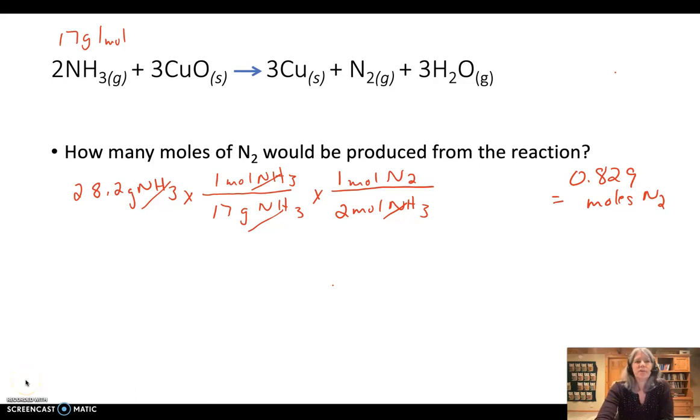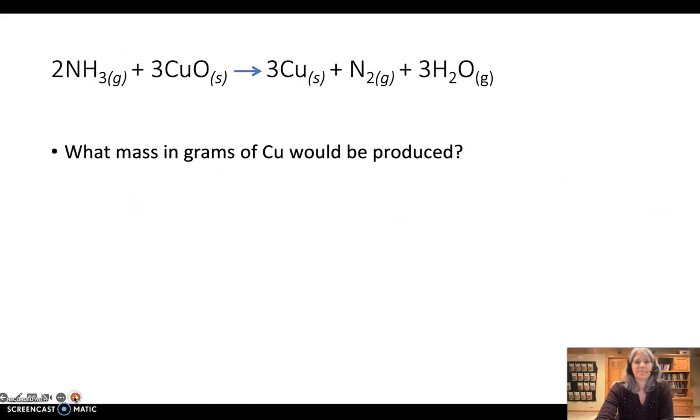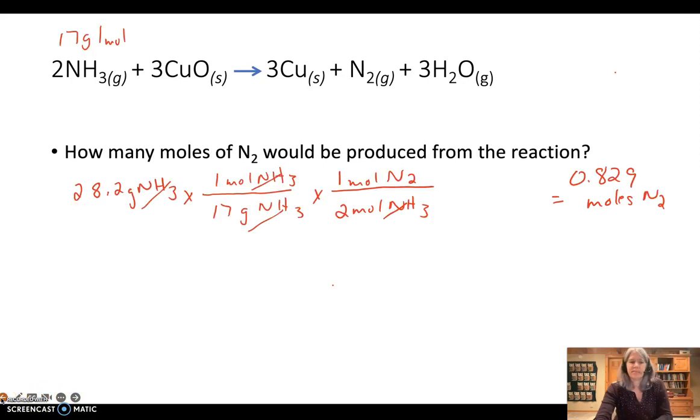Okay, so we're making good progress here with our stoichiometry. Let's move on to our next problem. What mass in grams of copper would be produced in this case? Okay, so we can begin our problem as we were before. We're starting with 28.2 grams of ammonia.